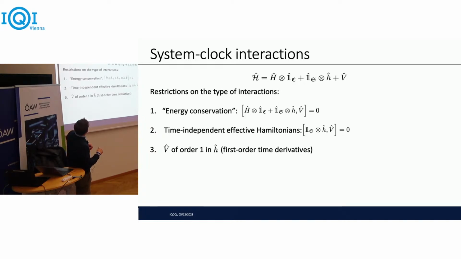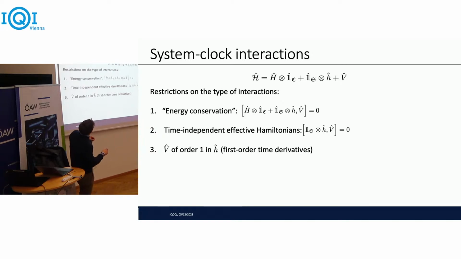Then I am also going to ask for a time-independent effective Hamiltonian of the system, which means that V should not contain any terms in T, and so V should commute with the Hamiltonian of the clock. And also I'm going to ask for V to contain only first-order terms in H, so that we only have first-order time derivatives, and so we're dealing with simple cases. And all these constraints exclude some kinds of effective non-unitary dynamics on the system. So this is a very conservative assumption, so we avoid any kind of problem of such kinds.